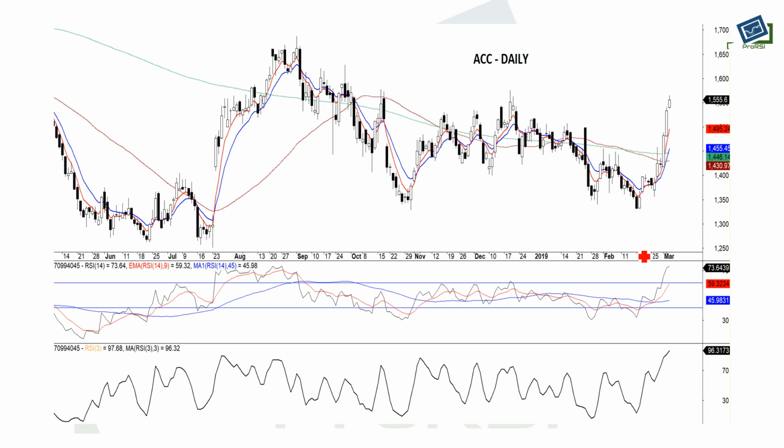Now again, let's look at ACC. Now see, there was a prolonged trend down, and there was this crossover here, and the ACC stock ran up. See how fast and furious the moves are. It is running very fast.